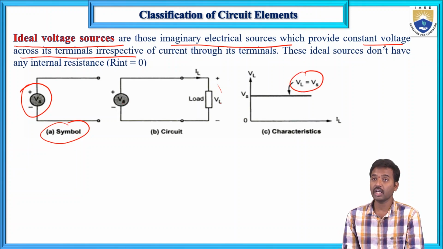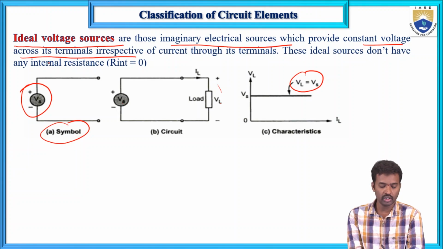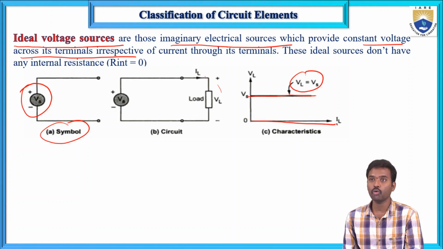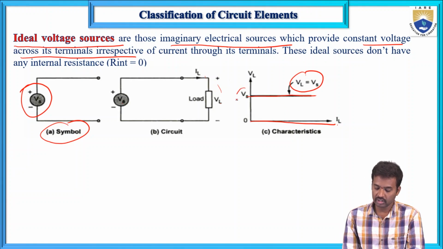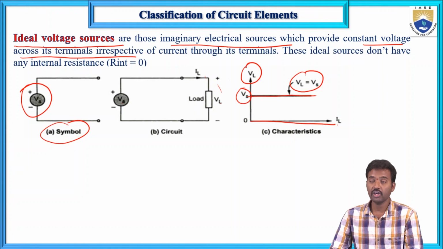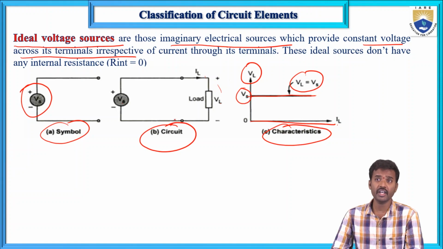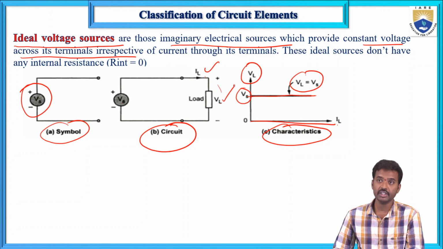Now if you see the statement here, constant voltage across its terminals, irrespective of load current flowing through the terminals. This is the Vs and this one is the VL. If you draw the graph between them, these are the characteristics, and this one is the circuit. If you connect the load, then only current flows, that current is IL and that voltage is VL.